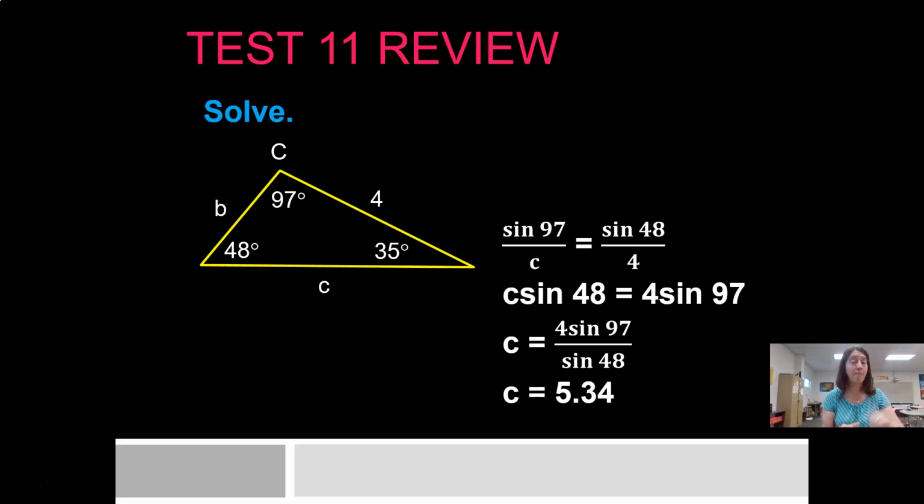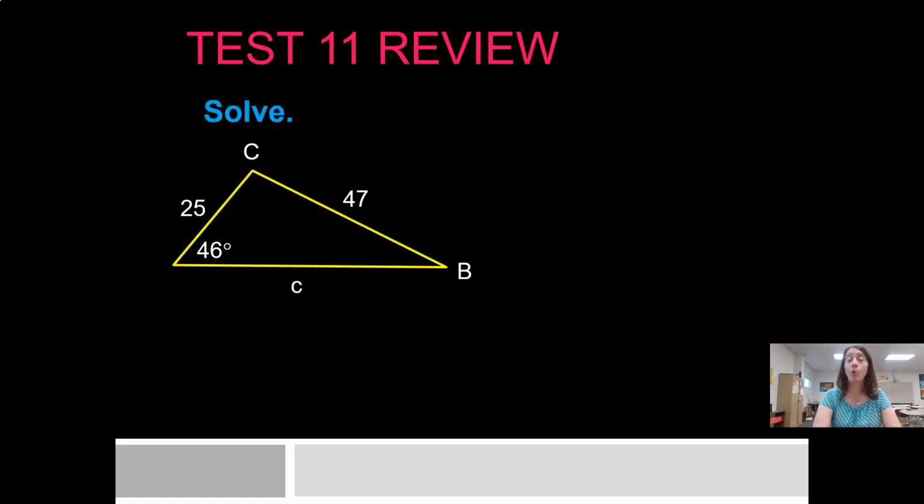You'll find the one missing angle first, and then you'll find the 2 missing sides using your law of sines. Now, questions 8 through 10, and this will be the last thing that we'll review for this part of our review lesson, the triangle will look like this. You have one angle and you have 2 sides.